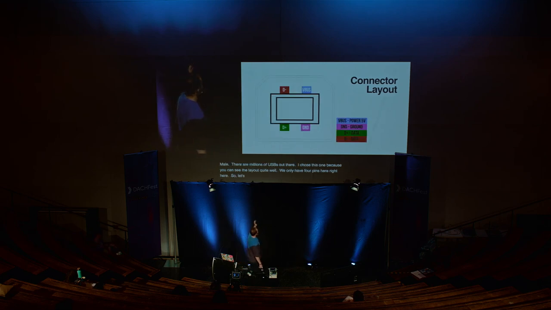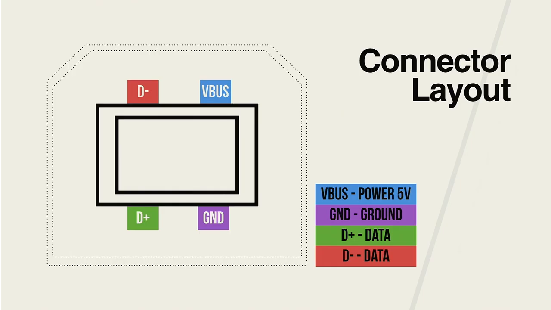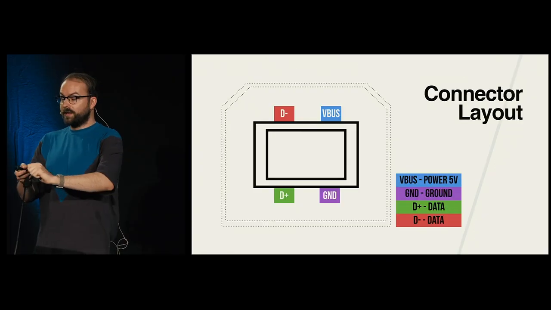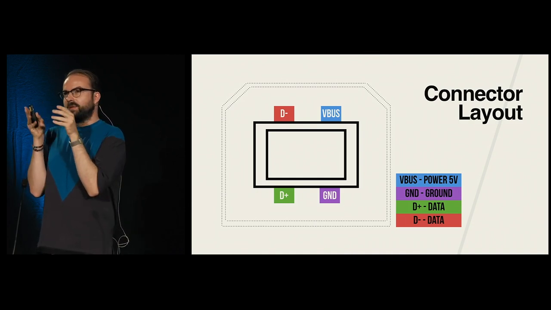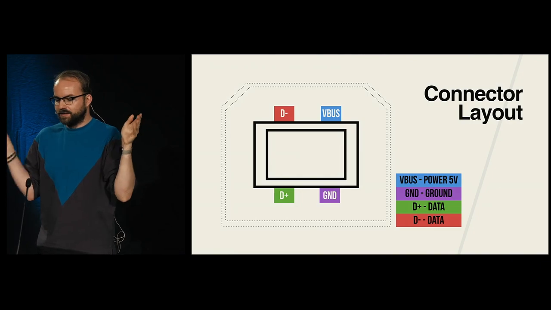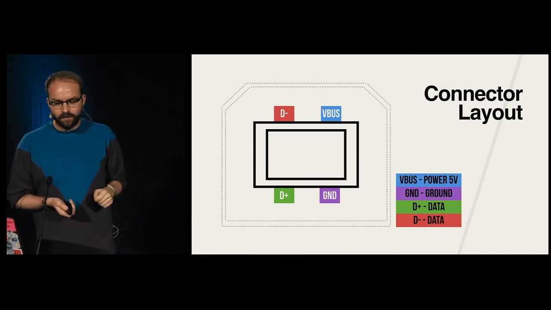One wire, one pin, is used to power the thing. It can take up to 5 volts of power. Two of those pins and wires are used for transferring data. At first, I thought it would make sense to have one wire for the outgoing data and one for the incoming data, but that's wrong. They both basically transmit the same data in both directions at the same time, providing some hardware-based security and transport safety mechanism, which is really a genius thing to do, especially back in the 90s. And then, of course, we also have the ground pin because we deal with electrical current.